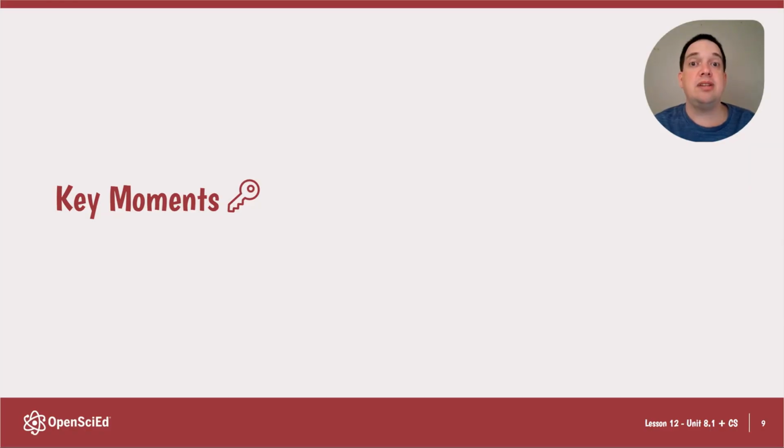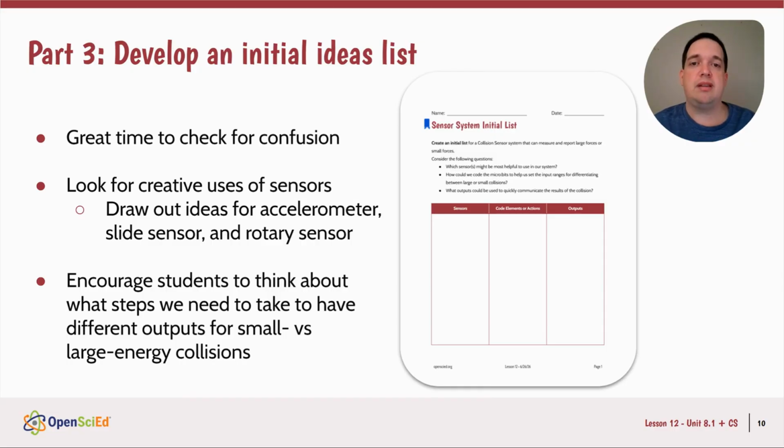All right, so now that we've gone over the lesson overall, let's dig into a few key moments. The first one I want to look at is part 3. This is when students are brainstorming their plan for how they might design some code to do this. They're going to be thinking about the types of sensors they want to use, the steps they're going to need to take to code it, what kind of outputs they want. This is a great time to check for confusion because I've had some students that just kind of get lost around this part of the process.